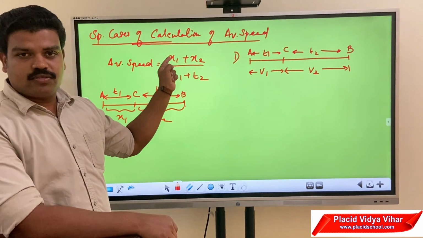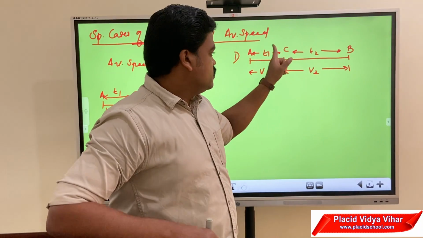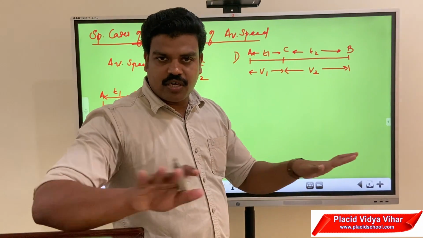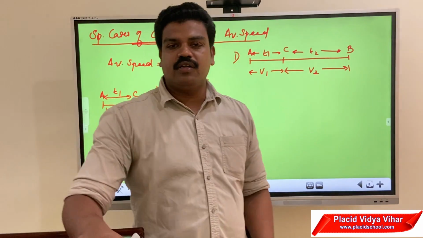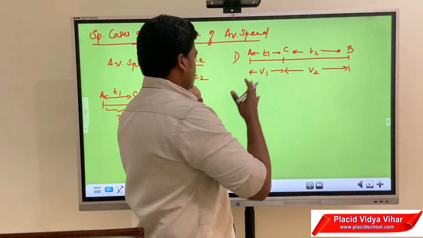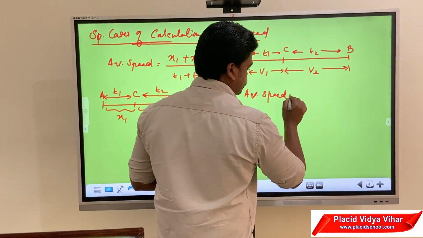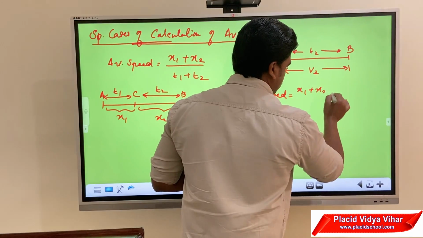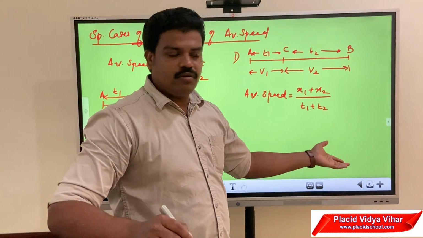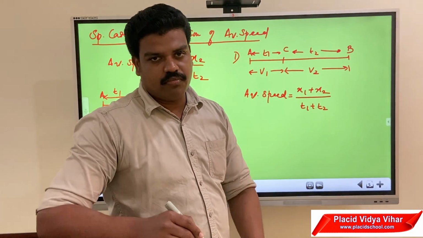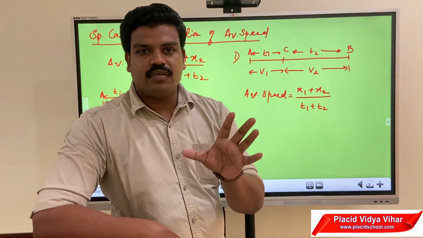In this case, x1, x2, t1, t2 are given. But here, v1, v2, t1, t2 are given. Distance x1 and x2 are not given. The question is to find out the average speed. So directly use the relation we already have: average speed is equal to x1 plus x2 by t1 plus t2. But in this case we don't know the values of x1 and x2. So we must express x1 and x2 in terms of v1, t1 and v2, t2.